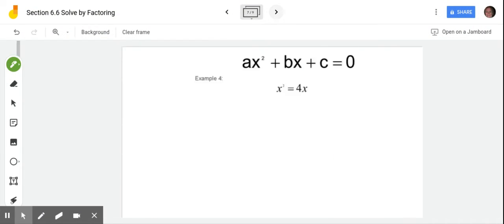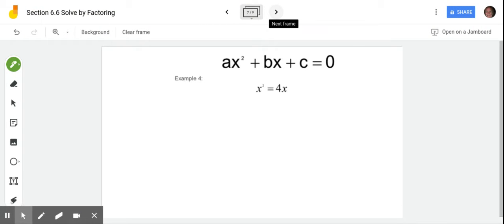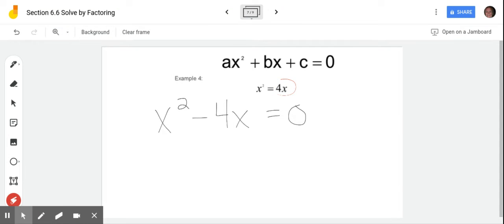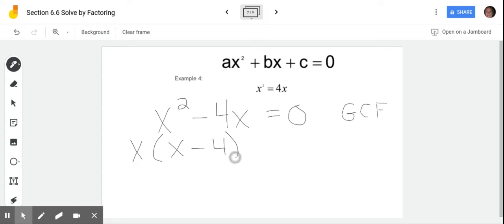Okay, next problem. x squared equals 4x. So the first step is to get this set equal to 0. x squared minus 4x equals 0. And all I did was take 4x and subtract it from both sides. Okay, so now I need to look for a GCF. It has a GCF, x. So I'm going to take an x out, and I've got x minus 4 equals 0.